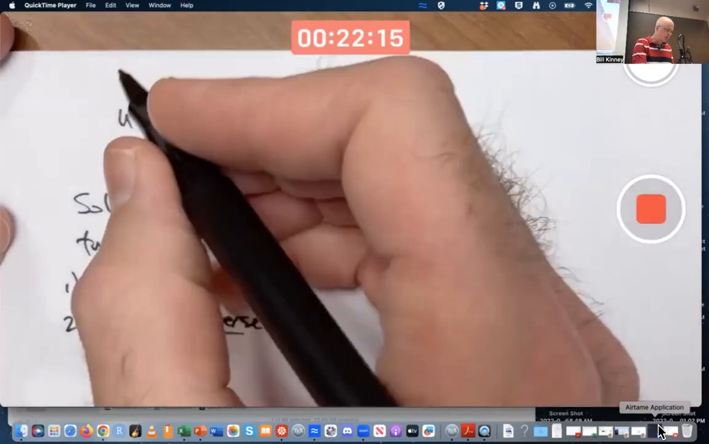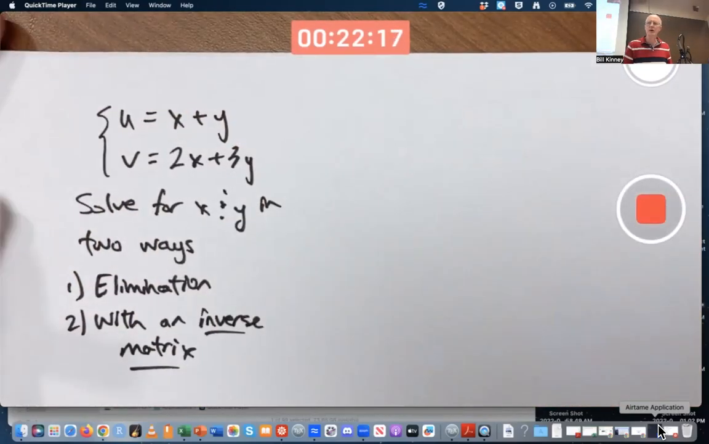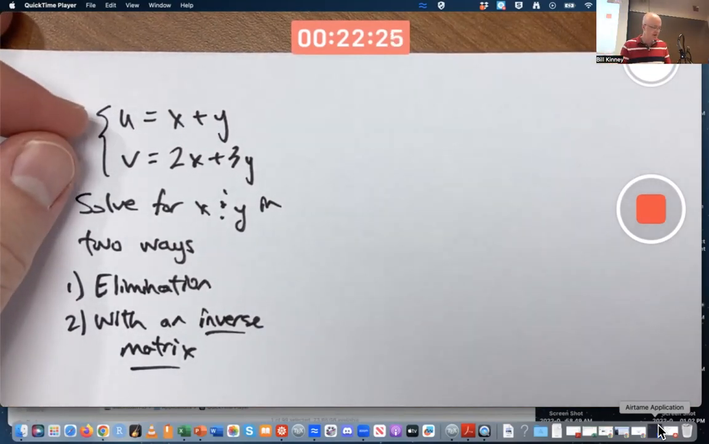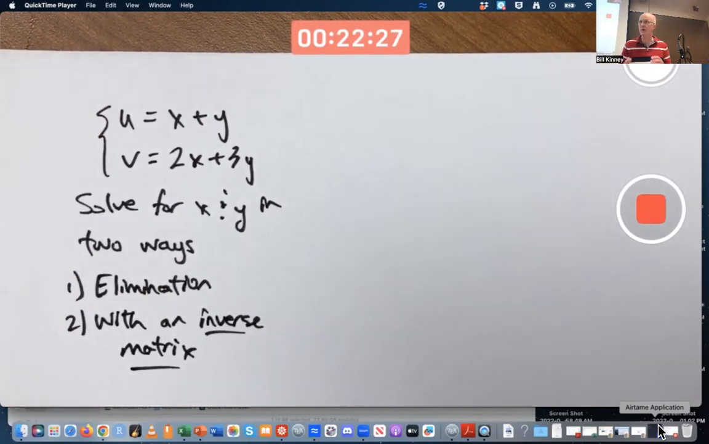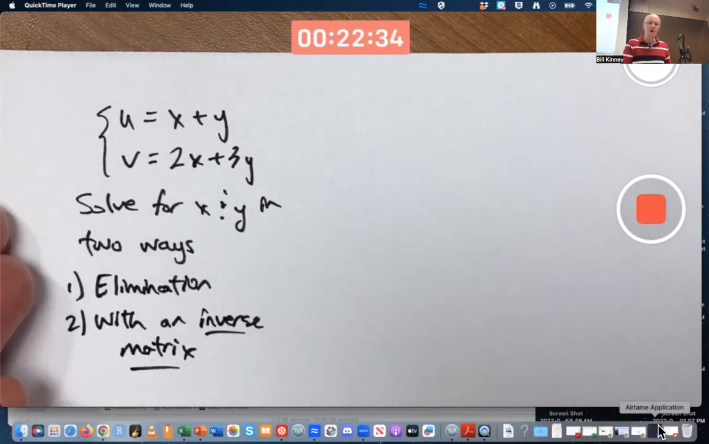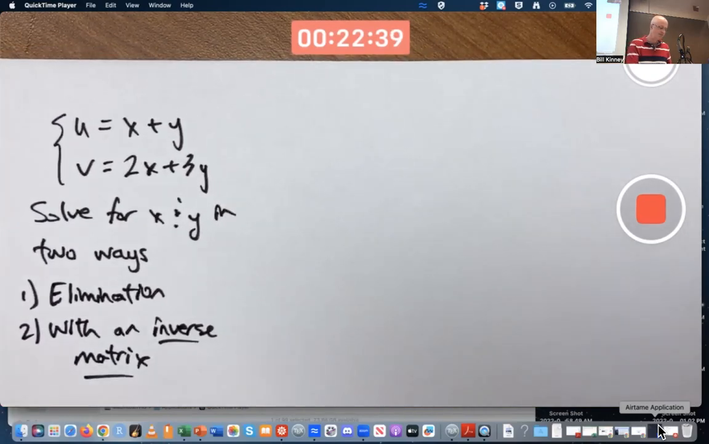For our linear algebra problem, we've got a system of two equations really defining a linear transformation. These two equations, u equals x plus y, v equals 2x plus 3y, define a linear transformation, though I'm not using a matrix here. The goal is to solve for x and y in two ways: first with elimination, second with an inverse matrix.